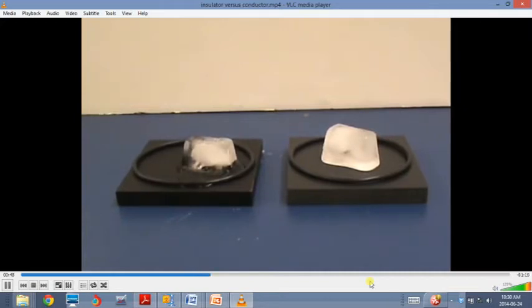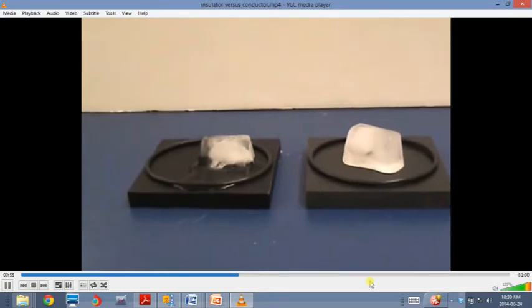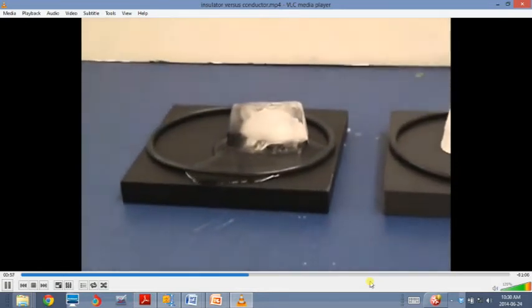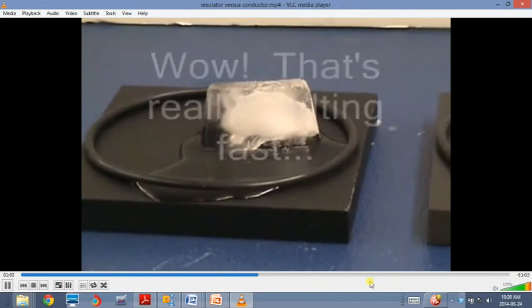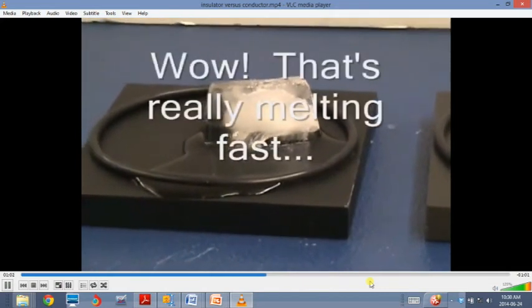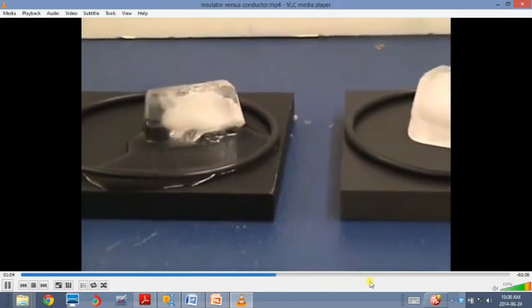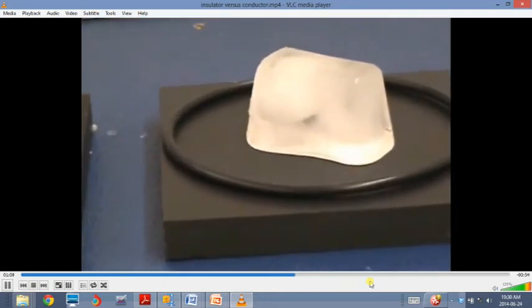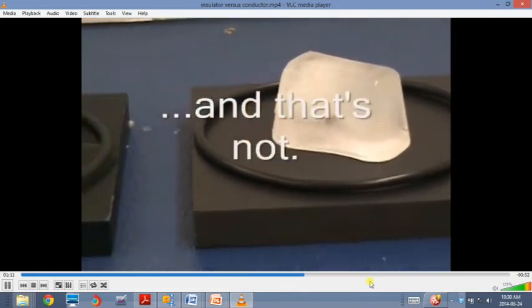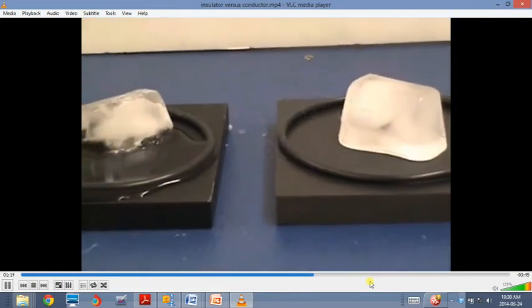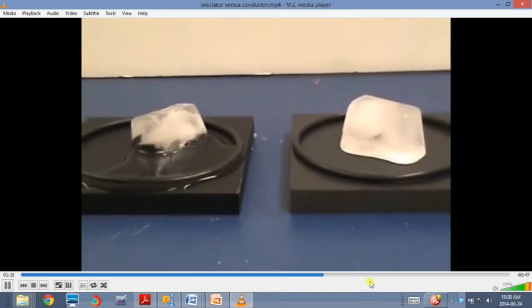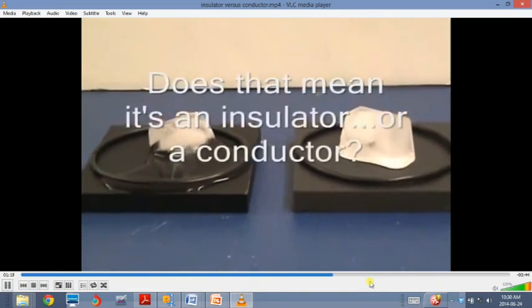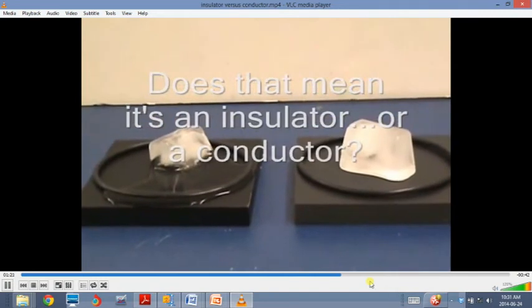So what do you think this means? Do you think that the one on the left is a good or bad thermal conductor? Wow, it's really melting, whereas this one is not melting that much that we can see. Have you come to any conclusions yet as to which one is an insulator and which is a conductor?